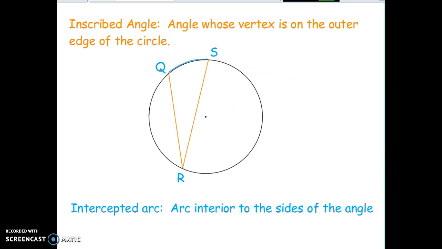All right, we also have an inscribed angle. An inscribed angle is when the vertex is on the outer edge of the circle. So if we were to look at this angle, we see that its vertex is all the way down here on the edge of the circle. But we still have that intercepted arc. So if we follow the sides out to where they touch the opposite side of the circle, we can see that the intercepted arc is this arc QS, or if you wanted to call it, SQ.